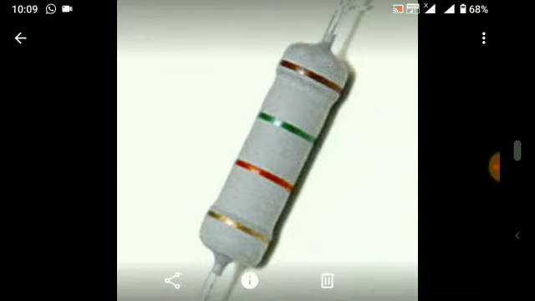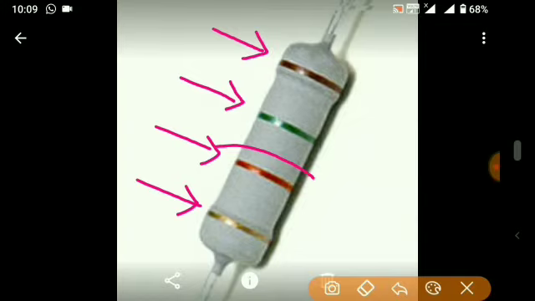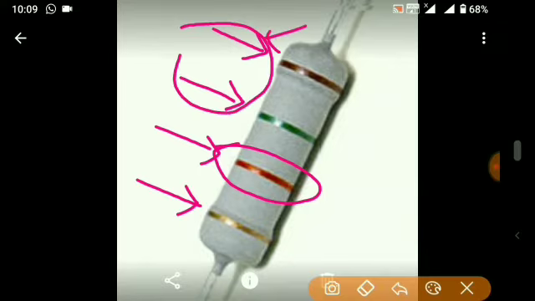So students, always remember this will be the last band: gold, silver, or no color. From this side you have to start with number 1, number 2 and number 3. This will represent the power of 10, and these two numbers are the tens and units places. So I hope you understood this.